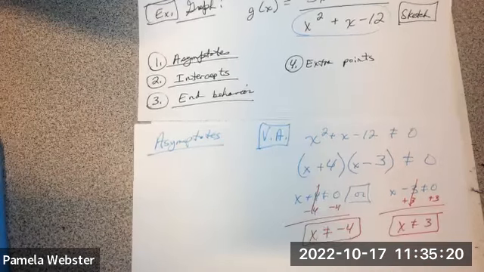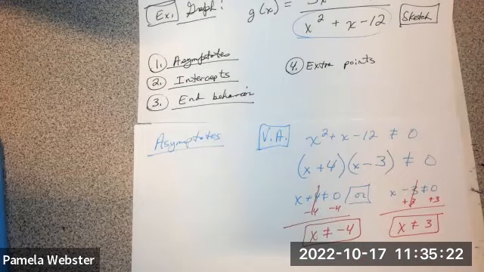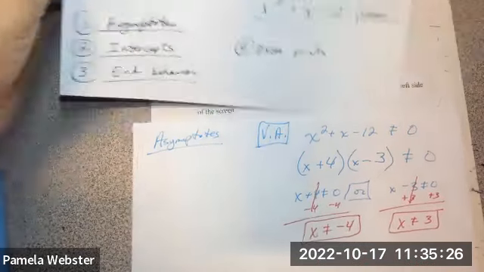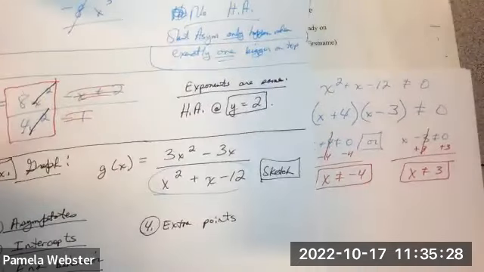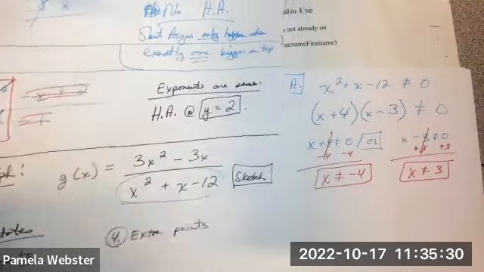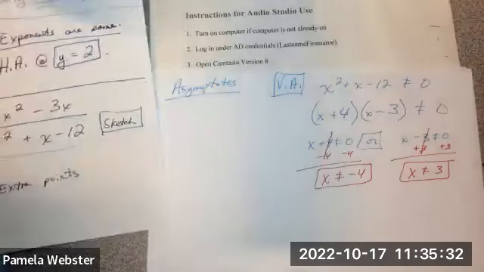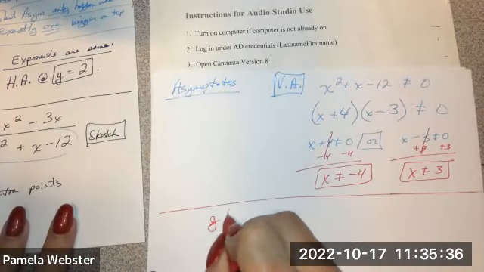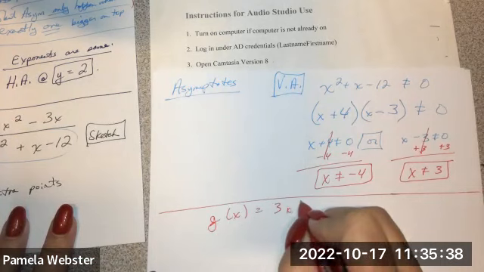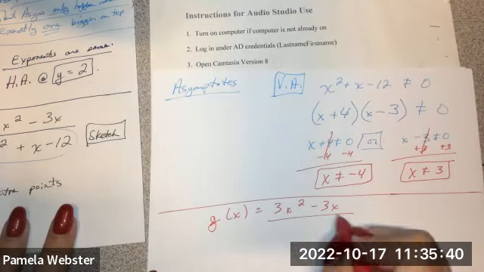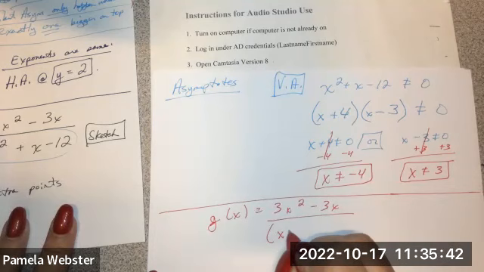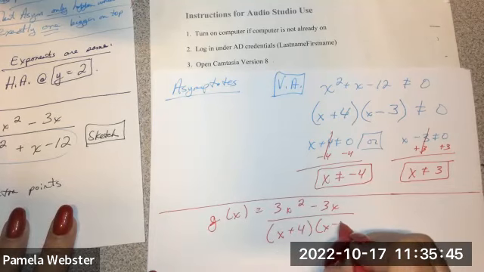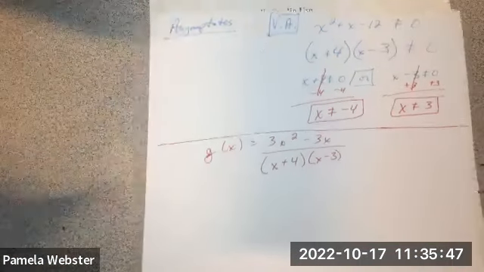Oh, let me move that up a little bit. All right. Now, what I want to make sure of for those is I want to make sure they won't delete out or reduce, right? So I'm going to go ahead and look at the top here. It was, let me rewrite it because I'm on a different page. 3x squared minus 3x, right? And I'm going to write the bottom as x plus 4, x minus 3, now that we got it factored.